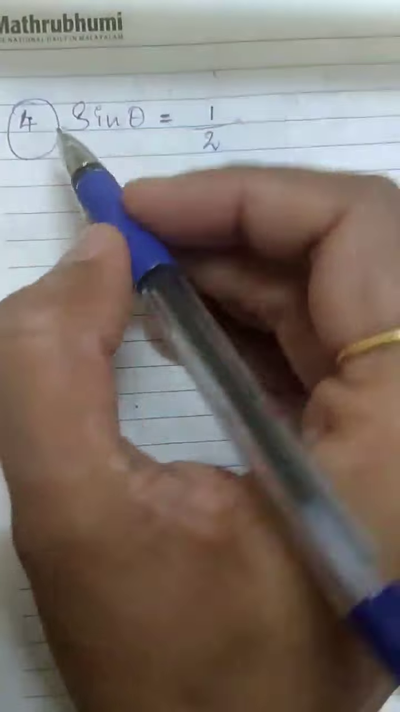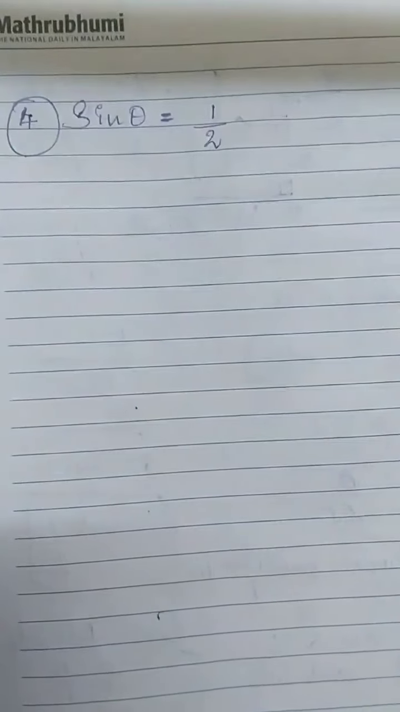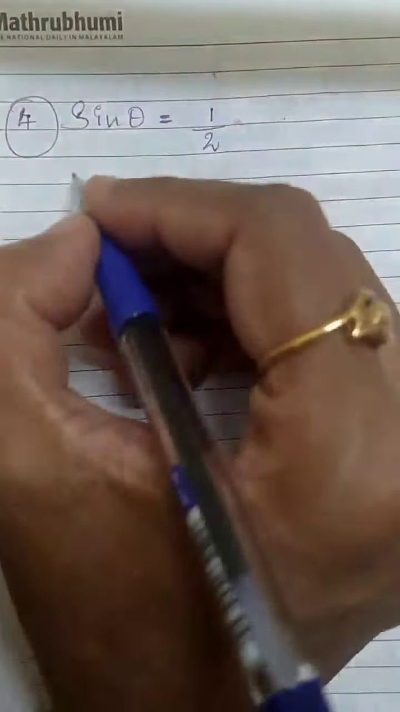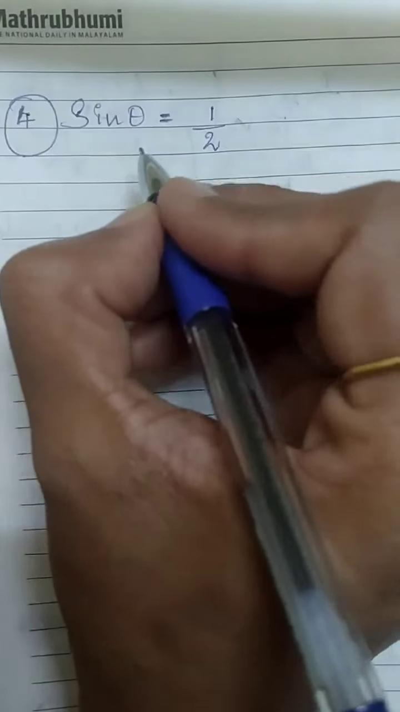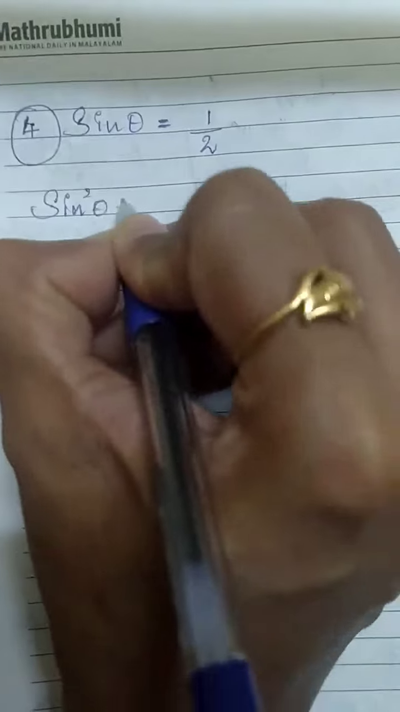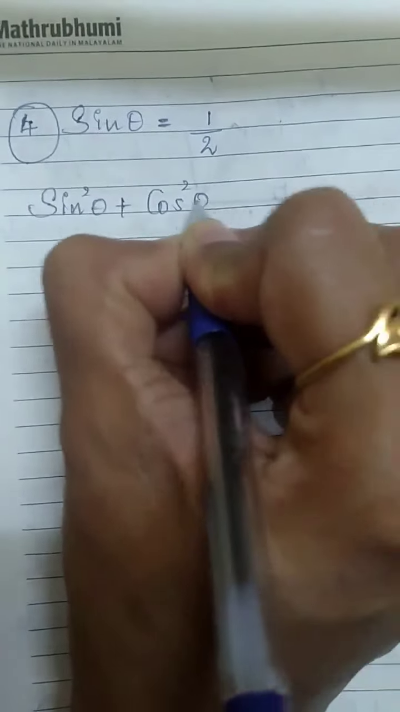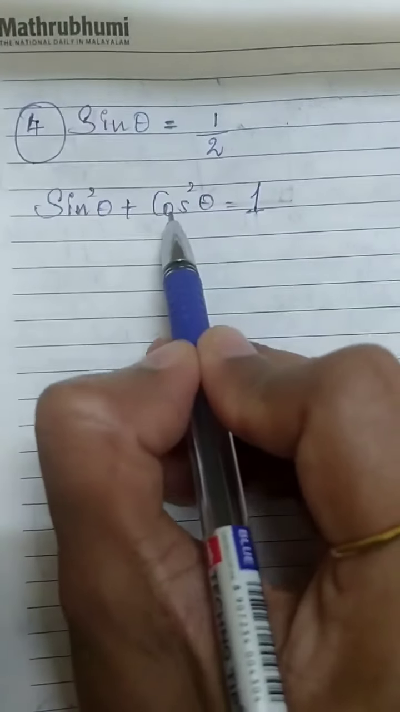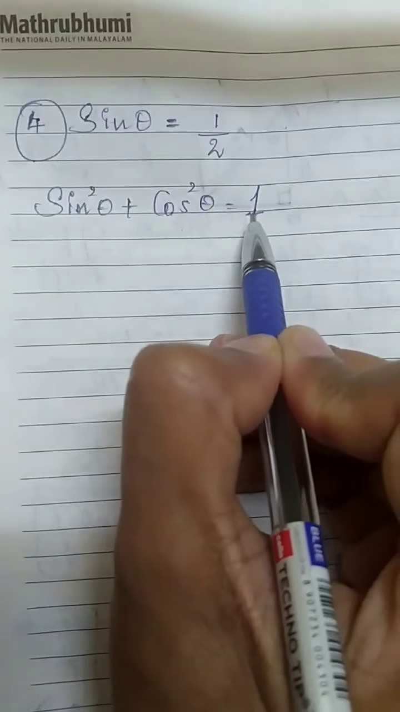Now I have taken the fourth sum. Sin theta is given as 1 upon 2. We will do this by the next method. For that method you have to remember a formula: sin square theta plus cos square theta is equal to 1. This formula you have to remember.